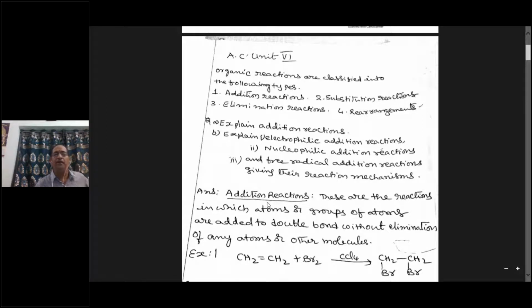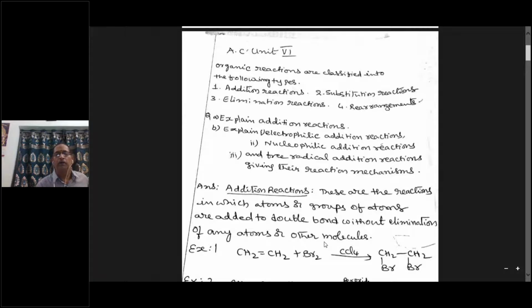These are the reactions in which atoms or groups of atoms are added to a double bond without elimination of any atoms or other molecules. So here, if you take addition of bromine molecules to ethylene, one bromine atom is added to this carbon and the other bromine atom is added to this carbon, so that the double bond becomes a single bond because carbon has to maintain quadrivalency. So ultimately, by the addition of bromine to ethylene, we get 1,2-dibromoethane. It is an example of an addition reaction.